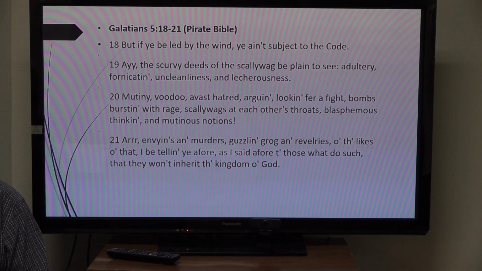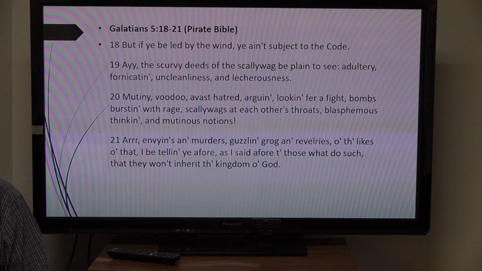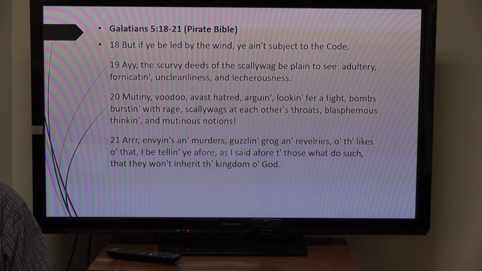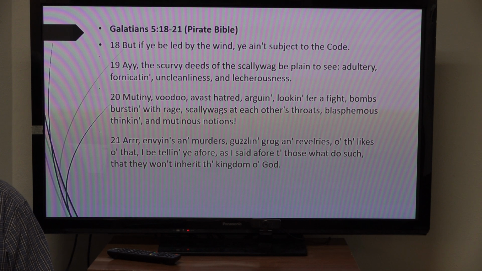But if ye be led by the wind, ye ain't be subject to the code. Aye, the scurvy deeds of the scallywag be plain to see: adultery, fornicating, and uncleanness, and lecherousness, mutiny, voodoo, a vast hatred, arguing, looking for a fight, bombs, bursting with rage, scallywags at each other's throats, blasphemous thinking, and mutinous notions, are envying and slander, and murdering, and guzzling, and grog, and revelries, etc., etc., etc.